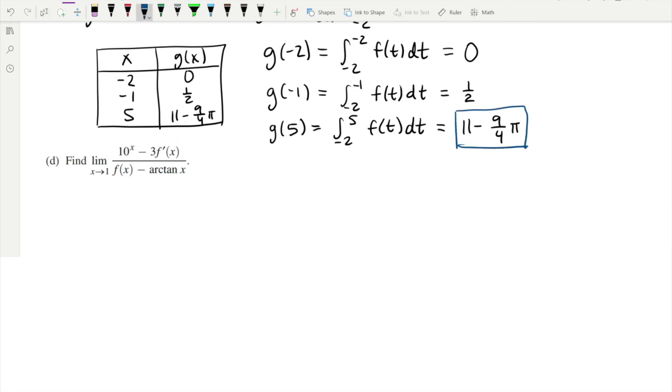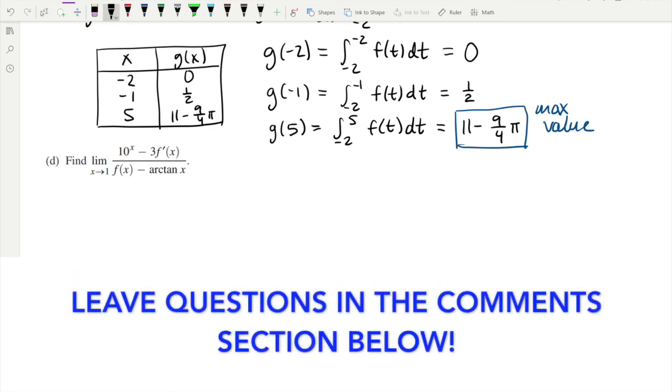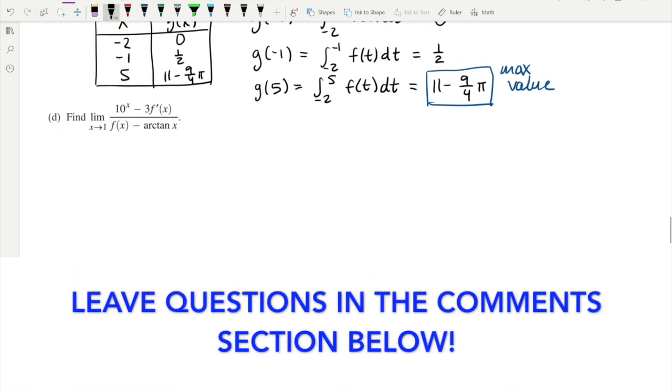Remember, they don't want the x value where it happens. The answer is the maximum value. This is the max value on that interval. Okay, great. All right, finally, part D.